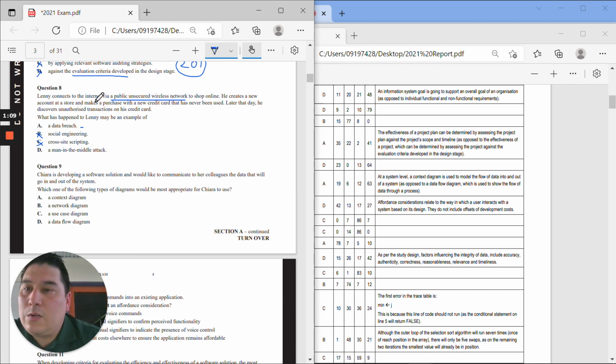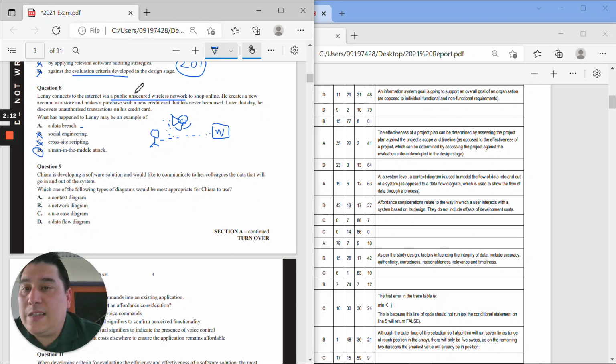He creates a new account at a store and makes purchases with the new credit card. So Lenny might be sitting here on some crappy Wi-Fi, and he connects to the internet and makes an account on this website, and these packets in the middle here are unsecure, meaning old mate over here with the balaclava on, this is supposed to be a bad man, he's got his listening thing on. He's listening to all the packets, and if this connection between Lenny and the website is not secure, he can interrupt this communication.